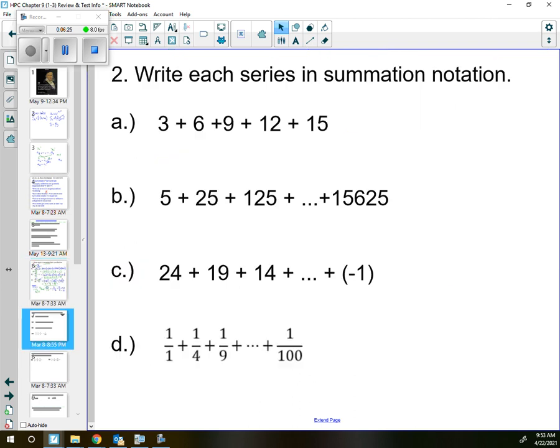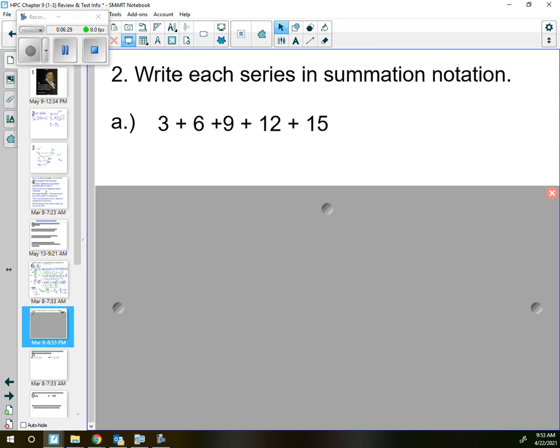All right, so summation notation. Now we're going to go the other direction. So I'm going to give you a sequence, or a series, I should say, so a sum, and I want you to write the sigma notation that would go with it. So what we're trying to do is write that as a sigma. So the first thing is to figure out what kind of series you have.